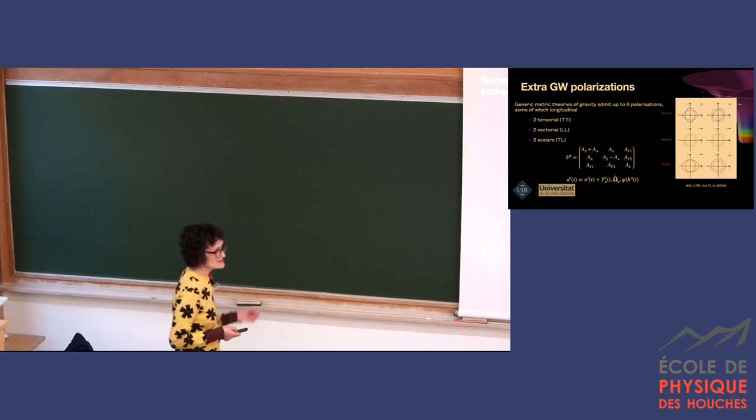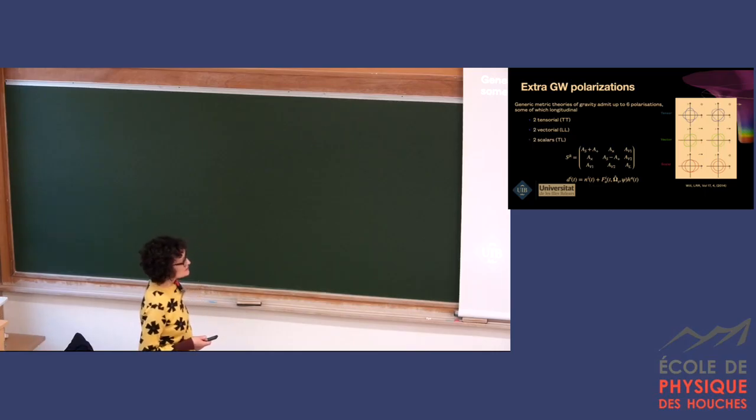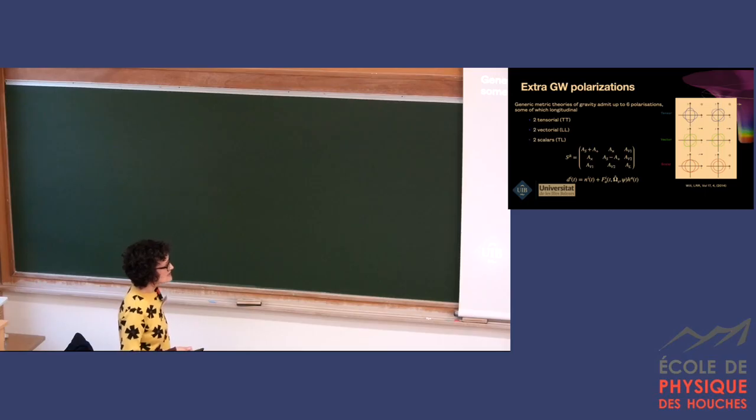Well, it turns out that generic metric theories of gravity admit more polarizations. In fact, they admit up to 6 polarizations. And not all of them are transverse. So here we have, again, rings of test particles in the xy plane, and imagine the wave propagating out of the board in the z direction. Now we are seeing how these different polarizations affect this ring of test masses. And here we have our friends, and we already know that these are transverse degrees of freedom. So the ring is only contracting and expanding in the xy plane.